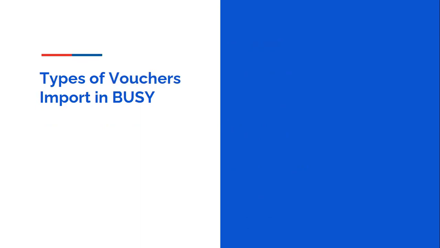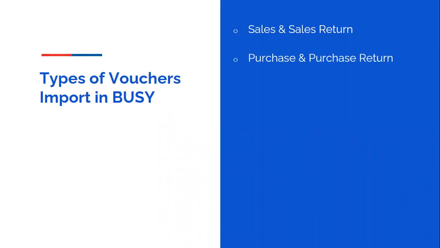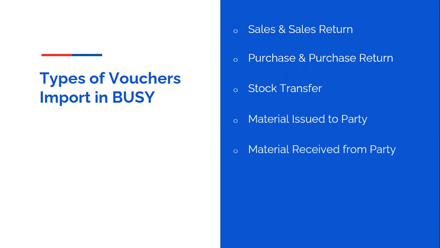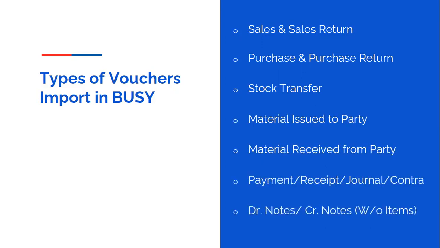The next is types of voucher import in Busy. So how many types of voucher can you import from the MS Excel? First is sales and sales return transaction. Sales voucher and sales return voucher you can import from the MS Excel. Purchase and purchase return voucher you can import. Stock transfer voucher you can import. Material issue to party, material received from party, and payment receipt, general contra, debit note, credit note without item.